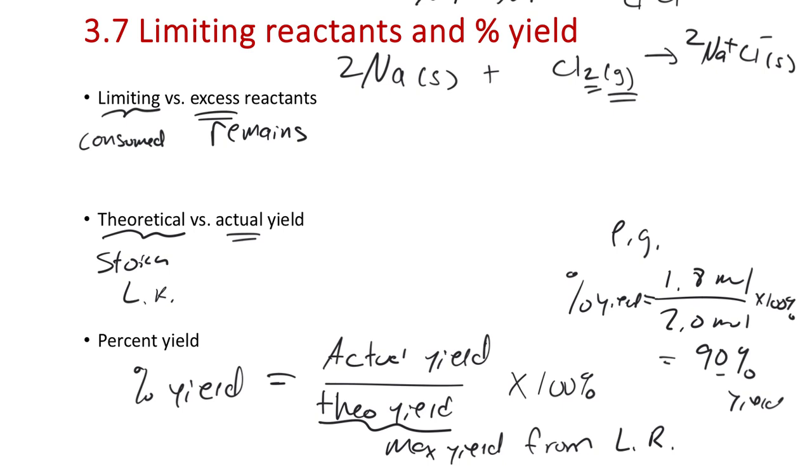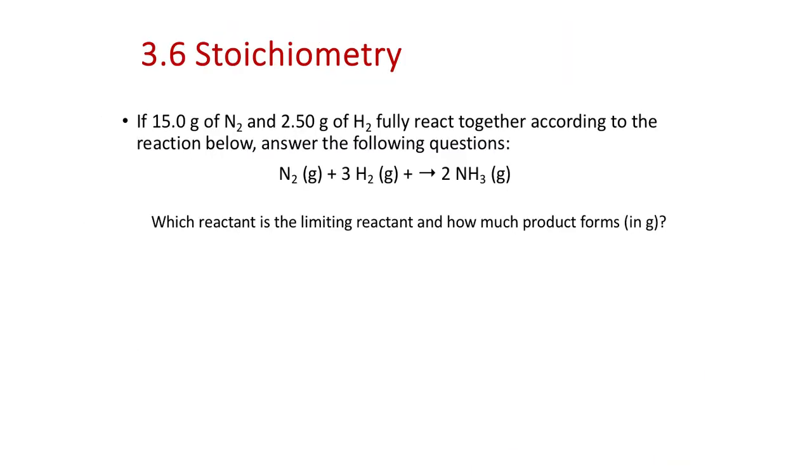All right, so let's look at a couple of examples that we'll put into practice, determining limiting versus excess reactant and calculating yields. Okay, so let's take a look at this example here. Let's say we have 15 grams of N2 and 2.5 grams of H2 that fully react together according to the reaction below, which we looked at last time too. It was N2 plus 3H2 goes to 2NH3. Which reactant is the limiting reactant and how much product forms?